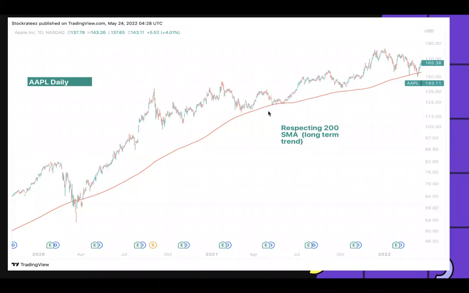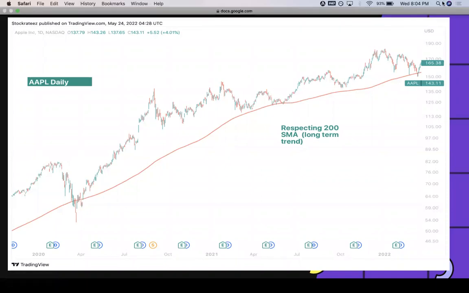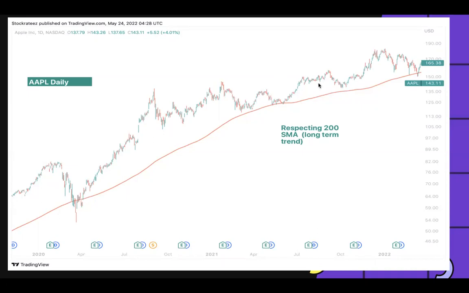You'll hear people on Twitter or on the news say that so-and-so has officially lost its 200-day moving average, or they'll say, it's all about the 200 SMA right now. As we can see, each time price comes back into this 200-day moving average, it respects it. So the trend is respecting the 200-day moving average. That is important.